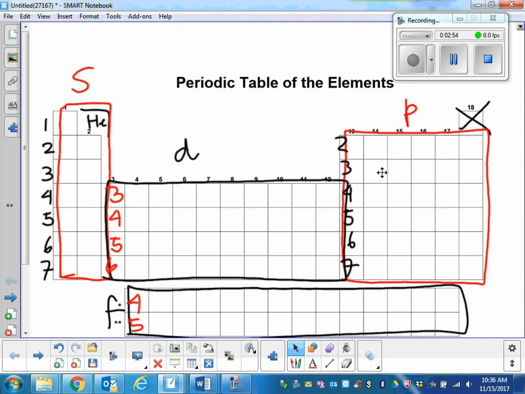You fill in the 1s. There is no 1p. Then you fill in the 2s. After you fill in the 2s, you go to the 2p. Then you fill in the 3s. Then you go and fill in the 3p. Then you fill in the 4s. Then the 3d. Then the 4p. Is it making sense?